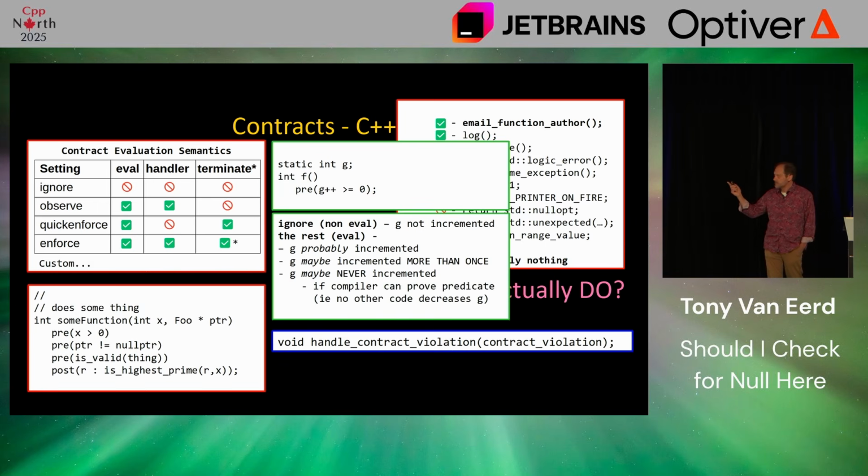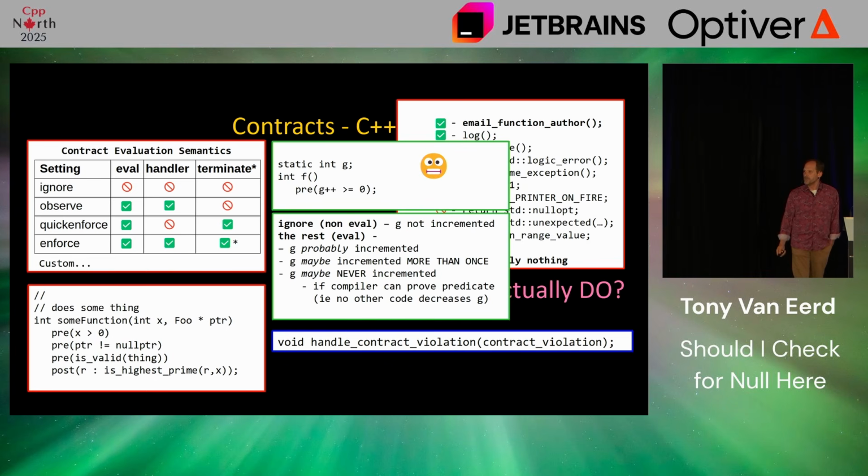Because maybe no other piece of code ever decrements or decreases G, and the compiler looks at it and goes, this is always true. It's a static, it starts out at 0, it never gets decremented. I don't have to run that code. I've proved to myself that this condition is always true, so I won't evaluate it. And anytime the compiler can figure out this is guaranteed true, it doesn't have to evaluate it. So these are the options.